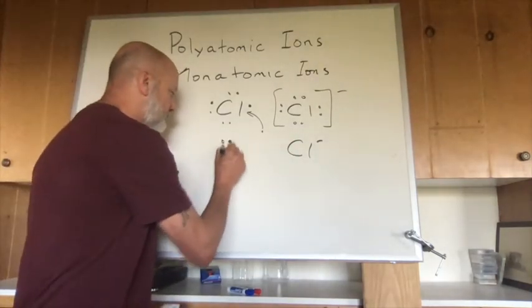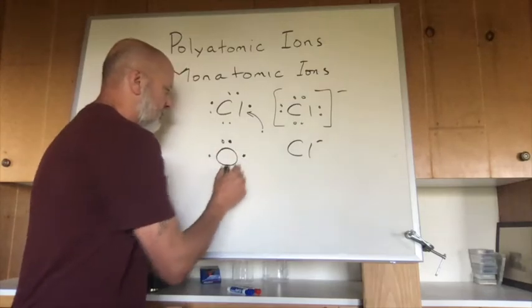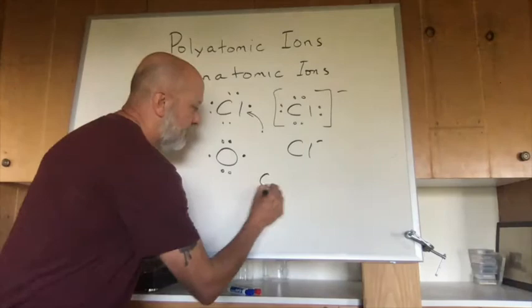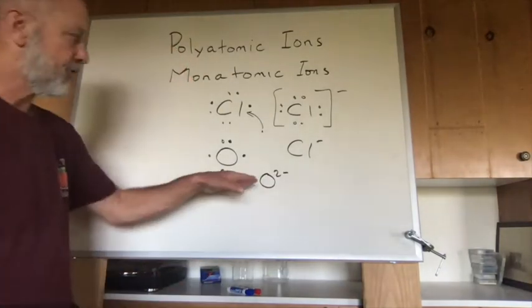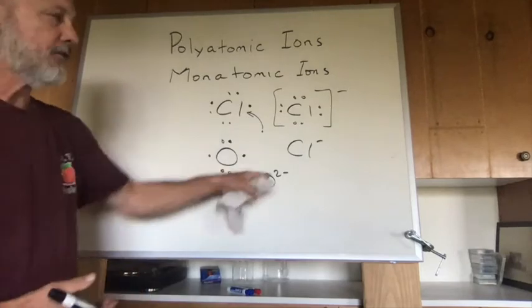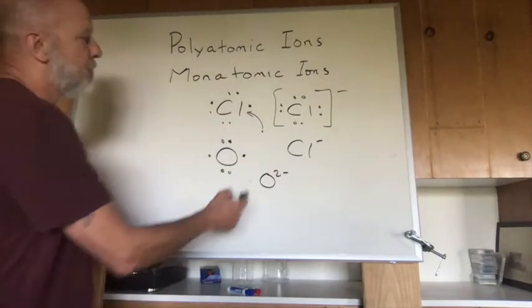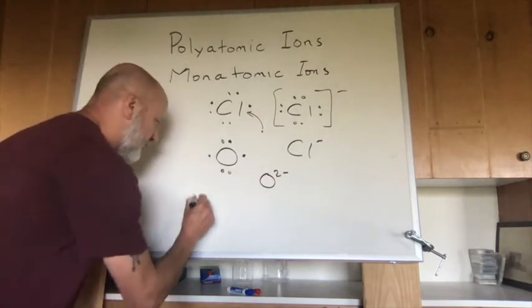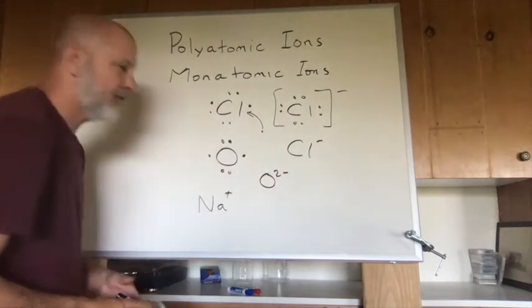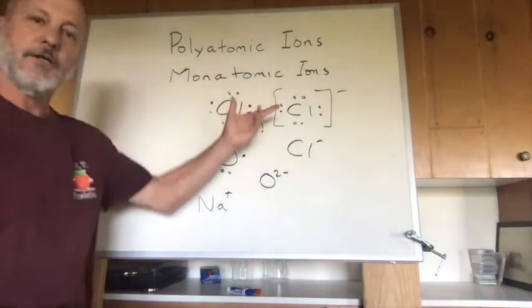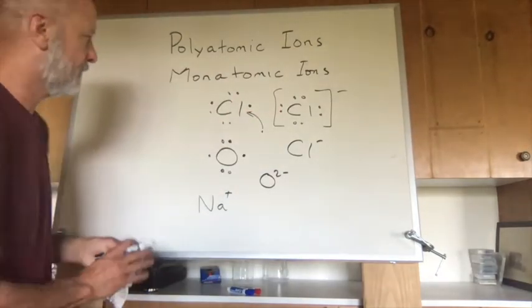Oxygen, same thing. 6 valence electrons, brings in 2 to fill its shell, O2 minus. Just one oxygen atom has added electrons to fill its valence shell, and so we say it's monatomic. It's just one atom that has become an ion. Metals, same thing, ejecting electrons. Metal monatomic, just one sodium got rid of an electron to become Na+.